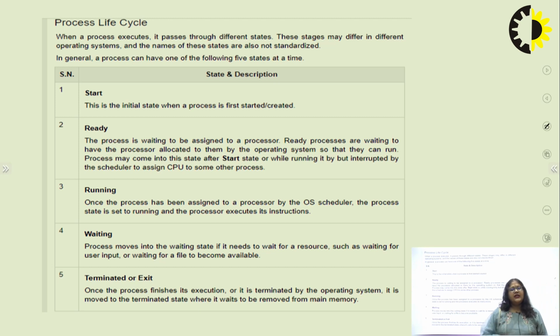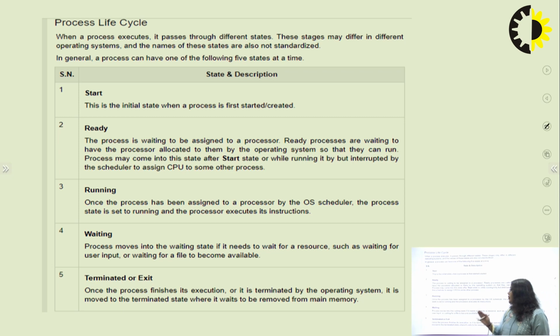Now what is the waiting state? When the process wants some input value, the process goes into the waiting state. So the process moves into the waiting state if it needs to wait for a resource, such as waiting for user input, waiting for a file, or waiting for a processor. So it is in the waiting state.